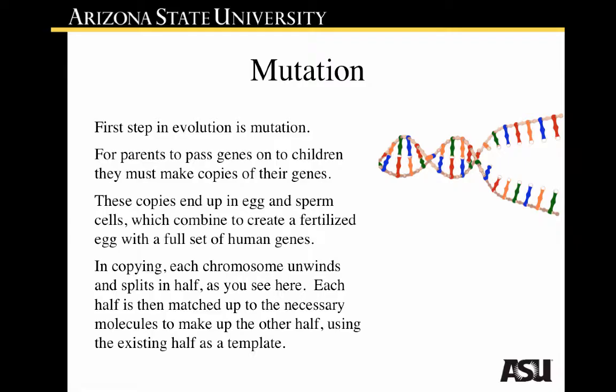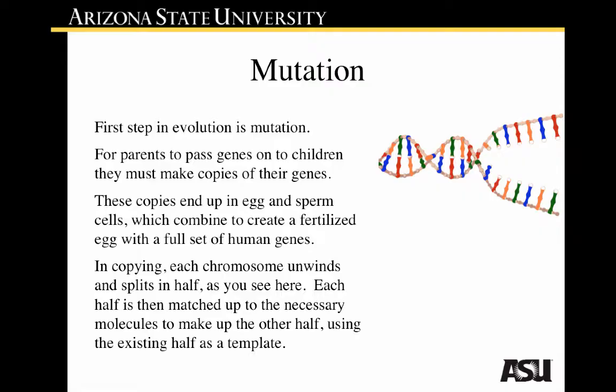So here's a way that this could have happened. The first step in evolution is called mutation. For parents to pass genes on to their children, they have to make copies of their genes. These copies end up in egg and sperm cells, which combine to create a fertilized egg that has the full set of human genes. Now, during copying, each one of these chromosomes unwinds and splits in half, as you can sort of see here.